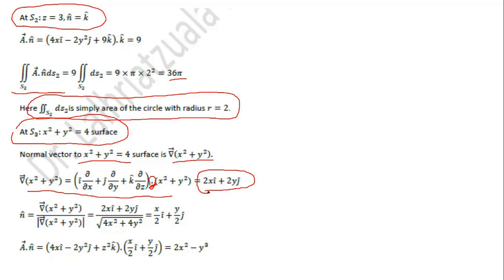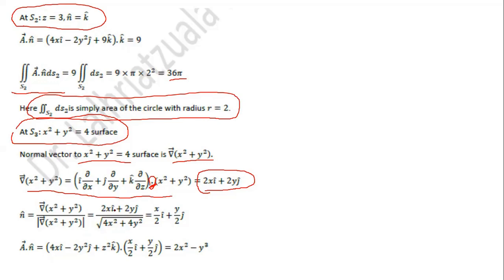Now in order to obtain the unit vector along any vector, you have to divide that vector with its magnitude. So then using this expression, you can obtain the unit vector perpendicular to the cylindrical surface. So this gradient of x squared plus y squared is 2x i cap plus 2y j cap, and the magnitude is square root of 4x squared plus 4y squared.